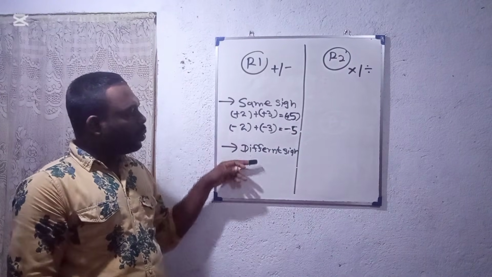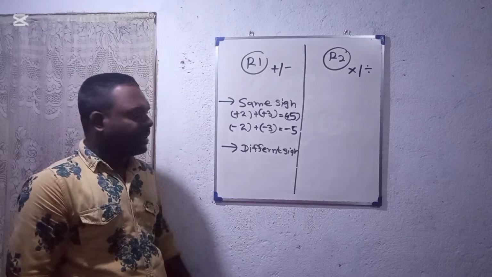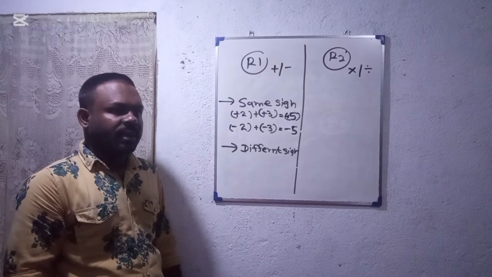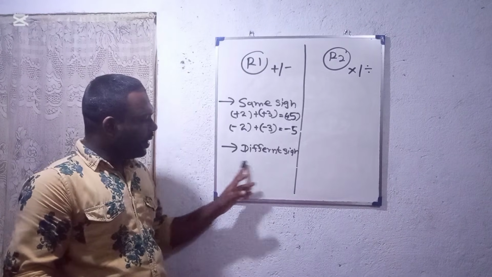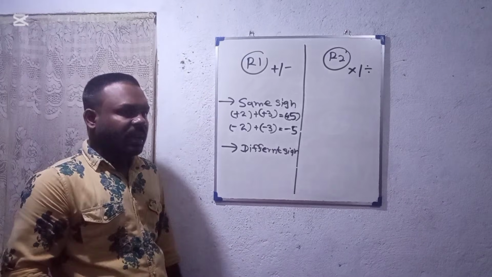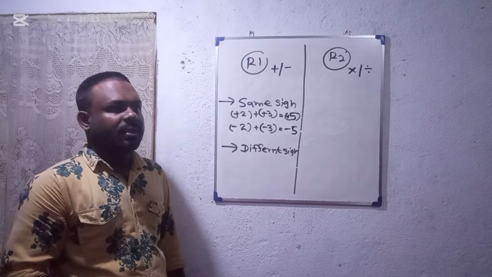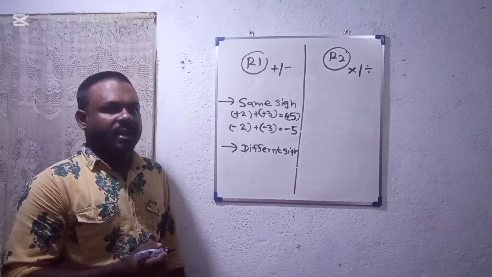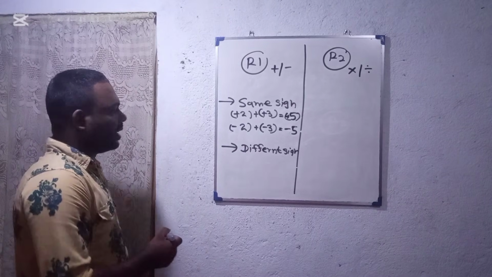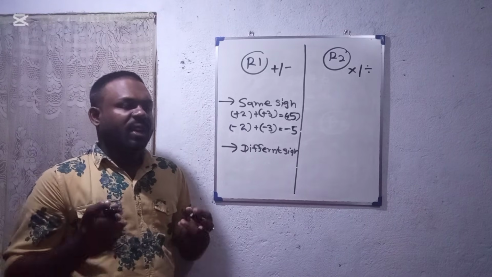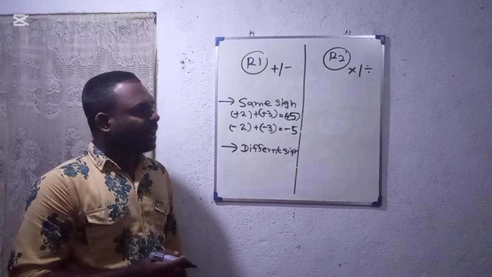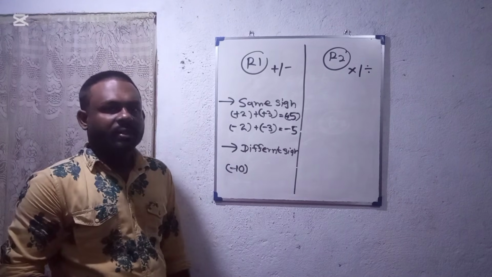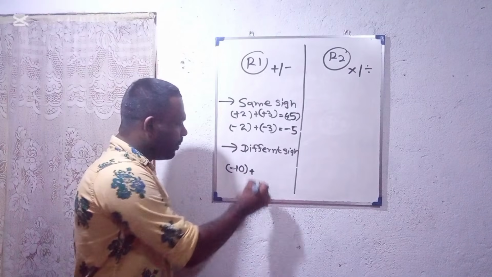Now we'll move to the second case. What is the second case of R1? Different sign. What do we do in different sign? Subtract and put the highest sign. Just forget the signs, subtract and place the highest sign. I select two integers, one from the positive side and one from the negative side. I select minus 10, like 10 girls, negative. I want to add them.